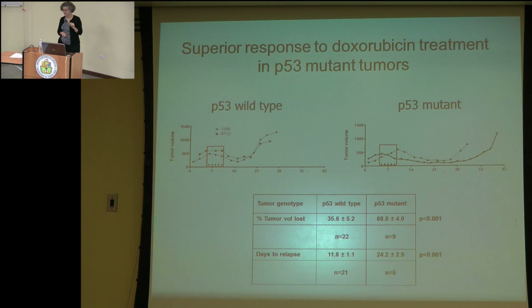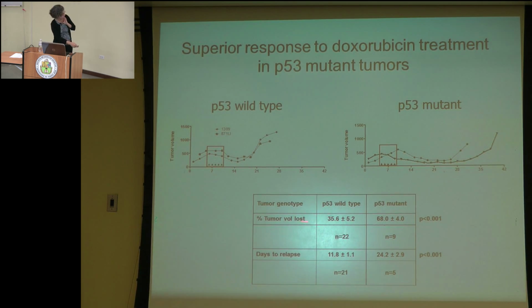The complete opposite of what we expected. Okay? So let's look at the graphs. Here is a response in a p53 wild-type tumor. I showed this one to you previously. Within a very short window of time, about a week, these tumors relapsed. Look at the response in the p53 mutant tumor. They have stable disease for a much longer window of time.